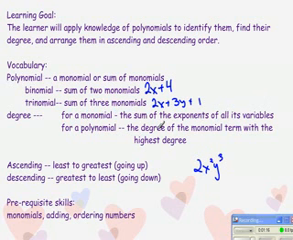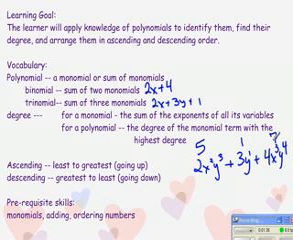For the degree of a polynomial, it's the degree of the monomial term with the highest degree. So if I had that plus 3y plus 4x to the third y to the fourth, you would have to find the degree for each term. So for this one, it's 2 plus 3, that's 5. This one's just a 1, so it's 1. And 3 plus 4, 7. 7's my biggest one, so the degree of that polynomial is 7.